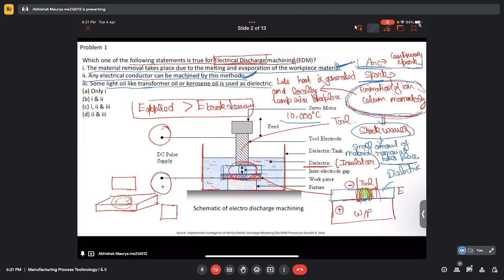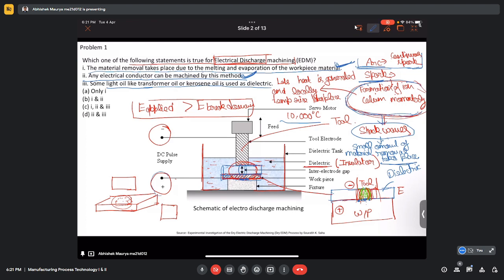So whatever material is being removed because of the discharge, that has to be washed away. That is being done by the dielectric fluid. Also, dielectric fluid avoids the oxidation of the workpiece.